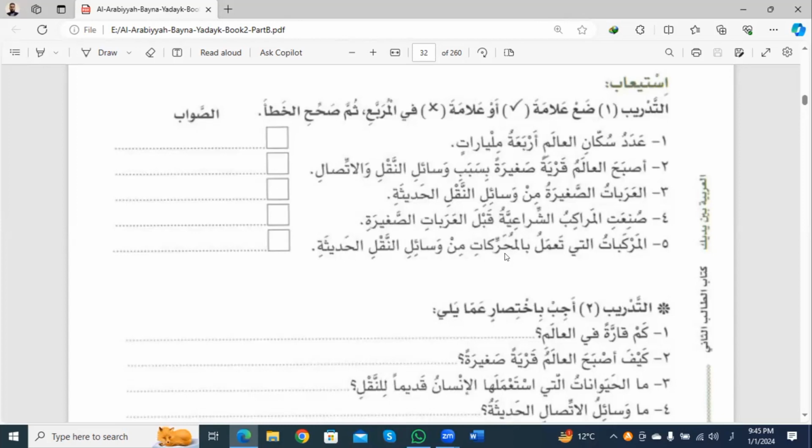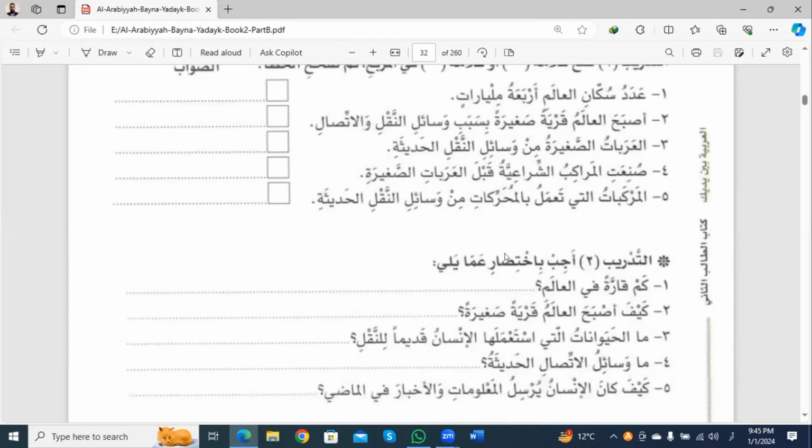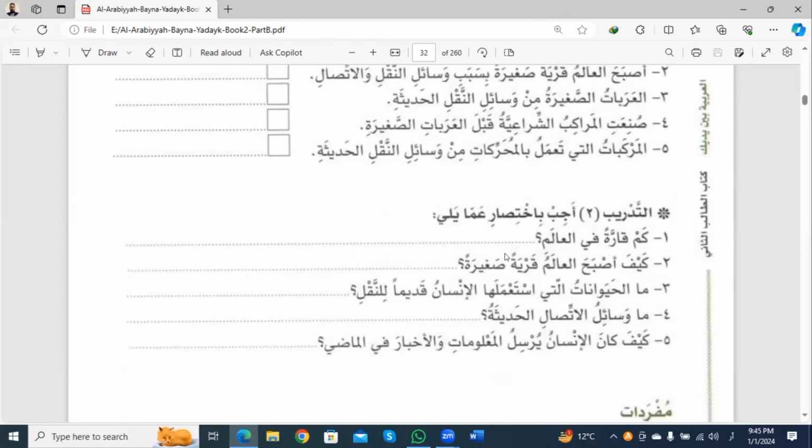كم قارة في العالم? How many continents are in the world? So قرية is not continent. قرية means village. قارة means continent. Is it 7? ستة, 6. هناك 6 قارات في العالم.